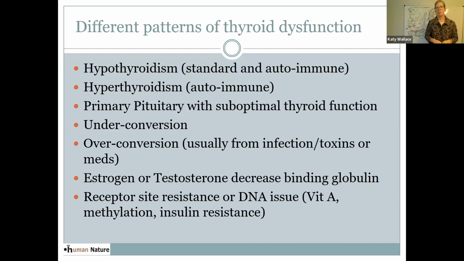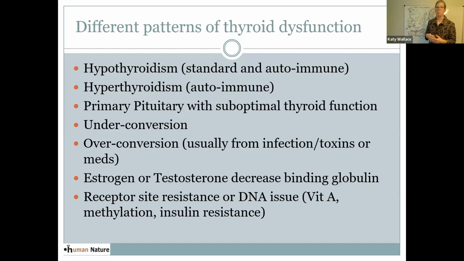The other pattern of dysfunction is hyperthyroidism. Hyperthyroidism, by definition, is always autoimmune driven as well. So you've got to think about what is the immune system driving factor here. What is the thing that's bothering the immune system? How can you support the person to have a more balanced immune system?